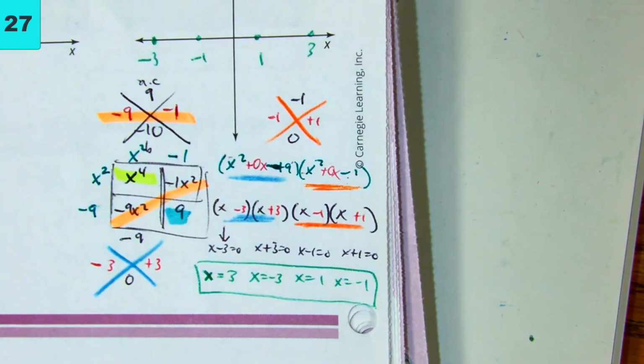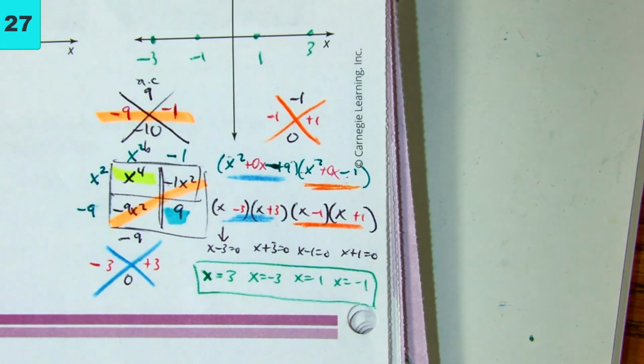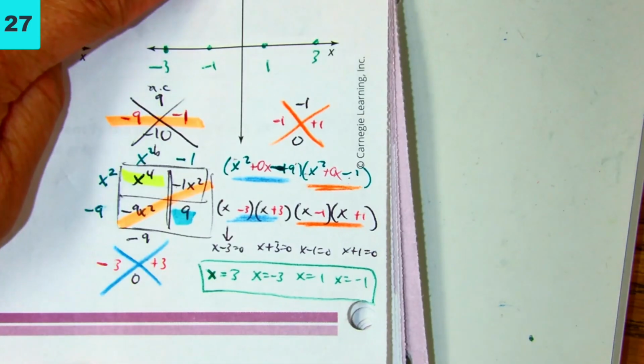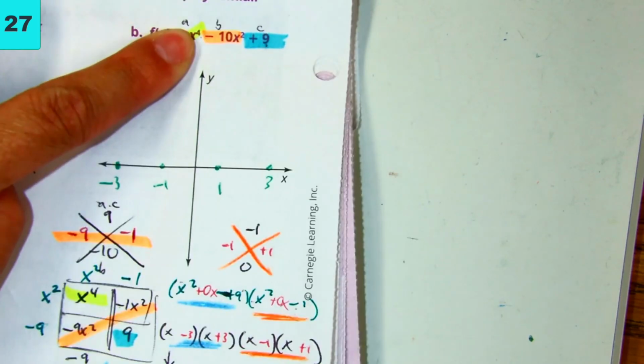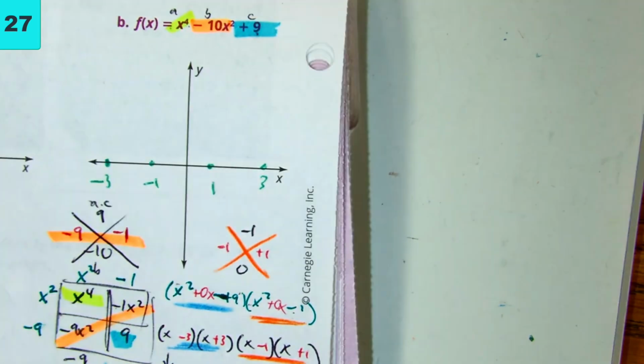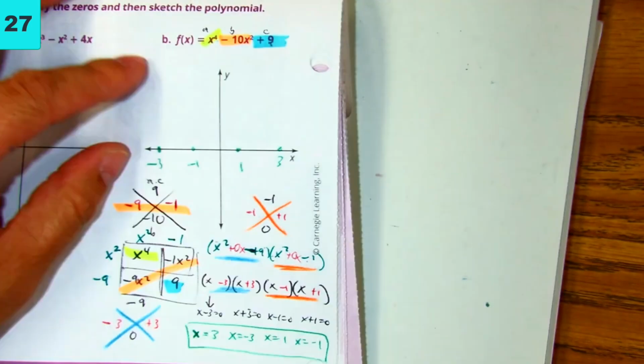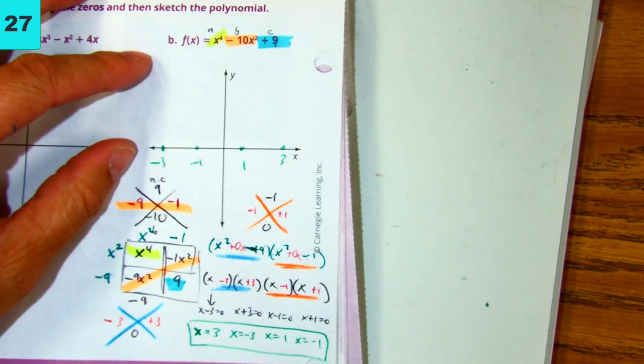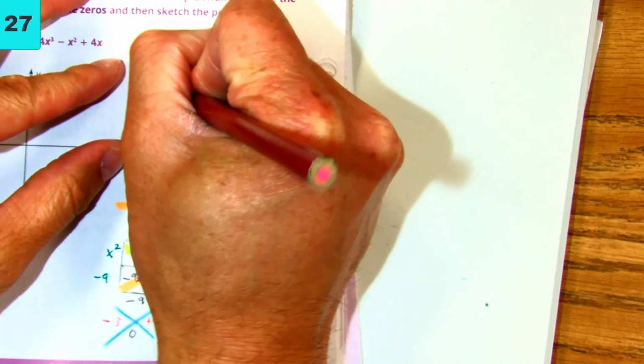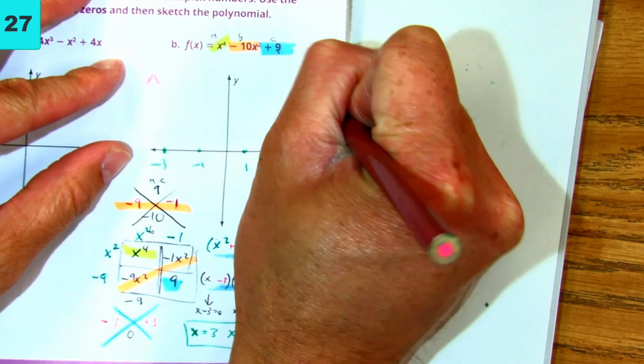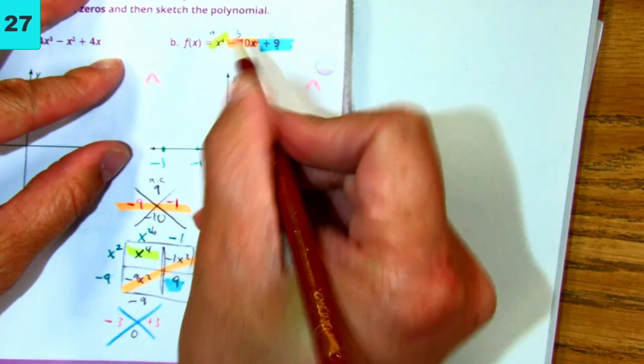Class, do you have an even or odd degree polynomial? It is an even degree polynomial because of this 4 right here. So what I'm going to do is the arrows start where? Up. And end where? Up. Don't forget you have a +9 as your y-intercept.